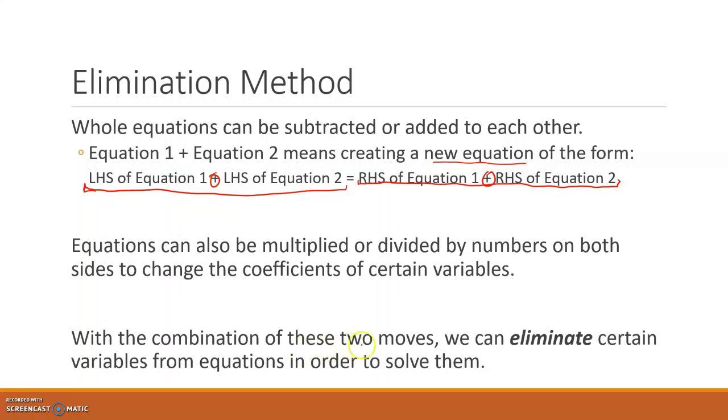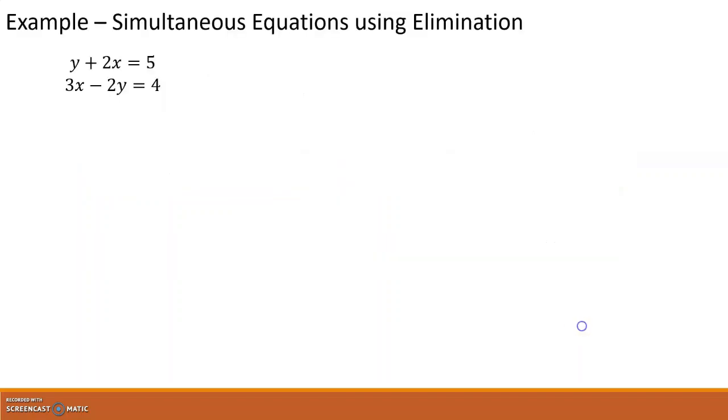Now, with the combination of these two moves, we can eliminate certain variables from equations in order to solve them. So let's take a look at what exactly I mean by that by just doing an example question. Here I've got the same equations from yesterday: y plus 2x equals 5, which I'll call equation 1, and 3x take 2y equals 4, and that's equation 2.